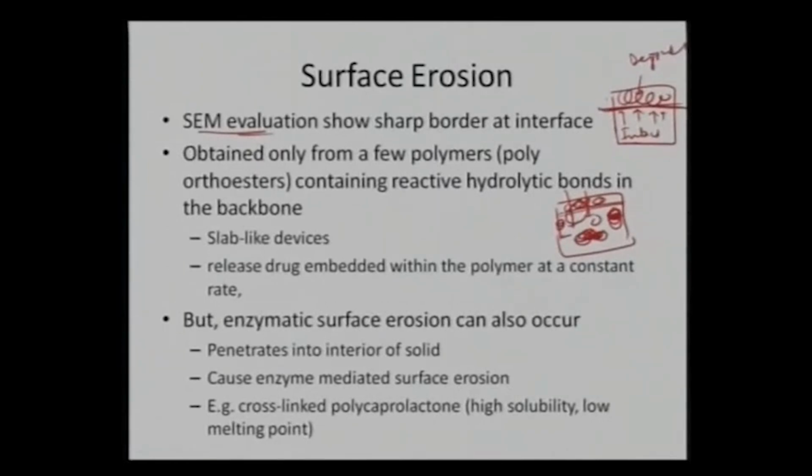And again, it is obtained only from a few polymers such as polyorthoesters, which contain certain reactive hydrolytic bonds in the backbone. And again, they can be utilized as slab-like devices which can release drug, embedded in the polymer, at a very constant rate, because in this case only the surface is getting degraded. So we can easily estimate or predict what the degradation rate of the particular polymer will be.